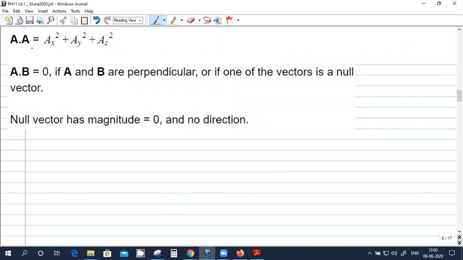If you take a vector and dot it with itself, it becomes a dot a, which is equal to this one. Like I can take a number and multiply it with itself, so it will become 25. Similarly, I can take a vector and dot product it with itself, so it will become ax square plus ay square plus az square, which is positive.